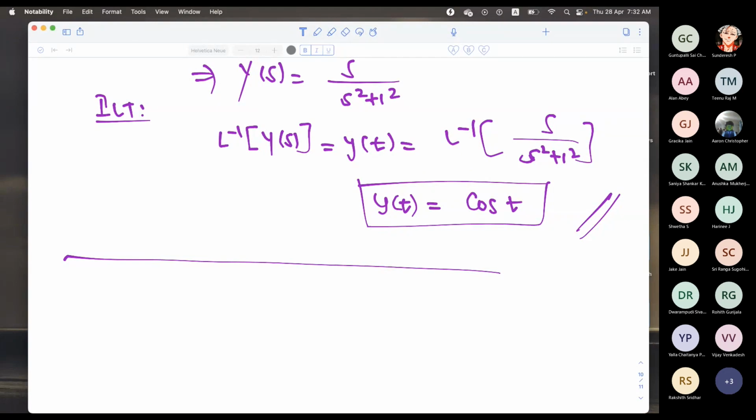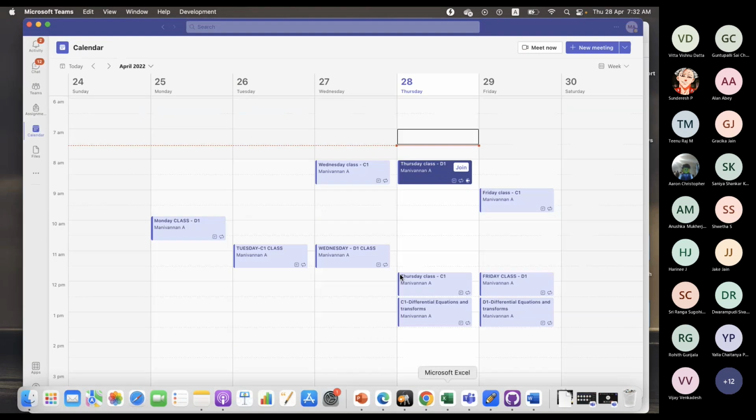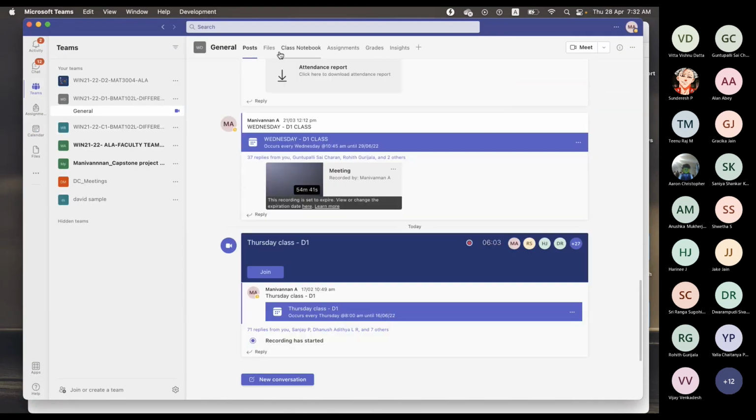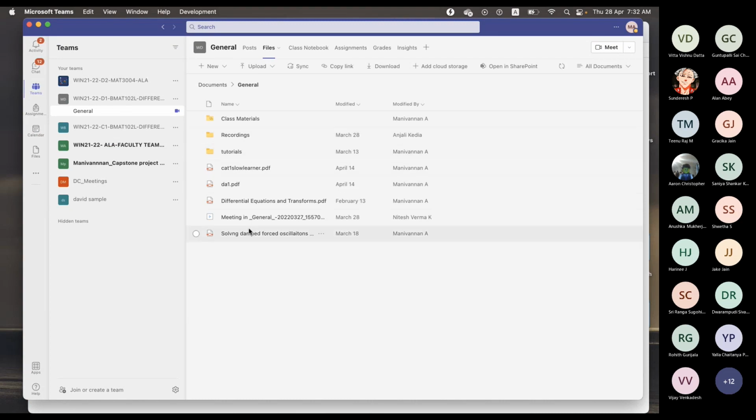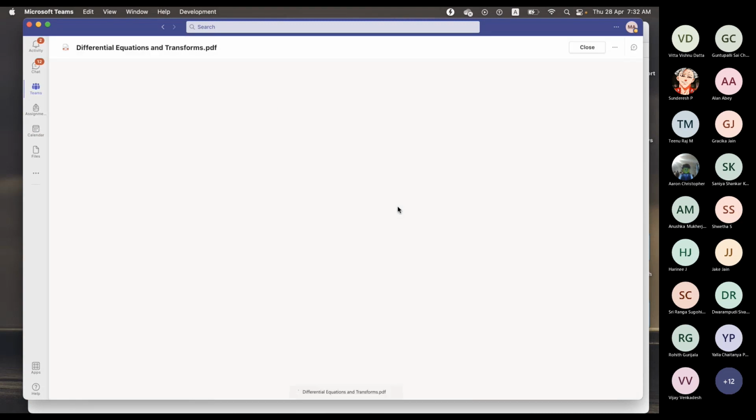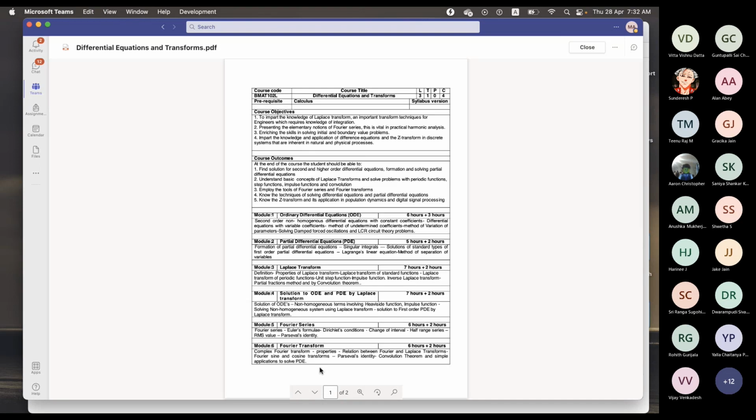That simultaneous one, it is there in our syllabus, sir. We have it, but solving system of equations, right? This is the syllabus, right? Differential equations and transforms: solving non-homogeneous system using Laplace transform, and solution of first order PDE by Laplace transform. So that we will discuss.